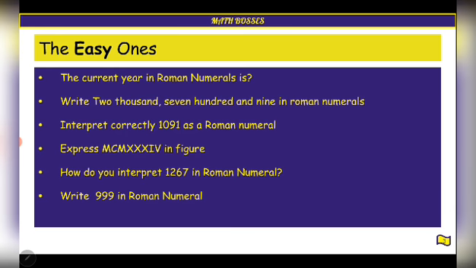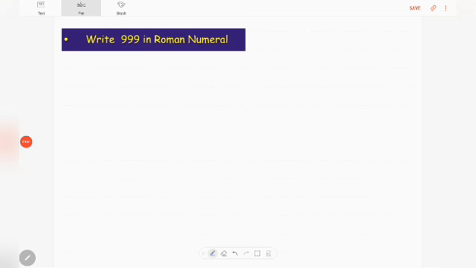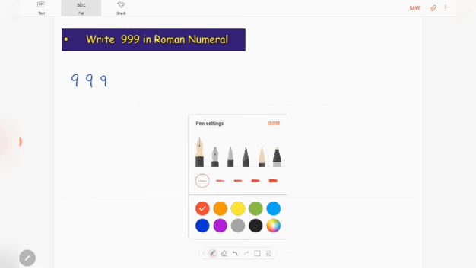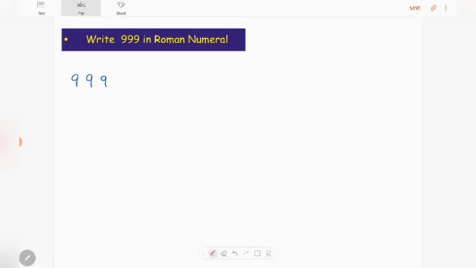Then moving on, finally we have the final question asking us to write 999 in Roman numerals. Let's do that. Now once again, to write 999 in Roman numerals, we also have to find the weight of each digit. So now having 999, we know that the weight increases from the right to the left. So this is units, this tens, and this hundreds. So this is the same as having 9 hundreds, 9 tens, then 9 units.